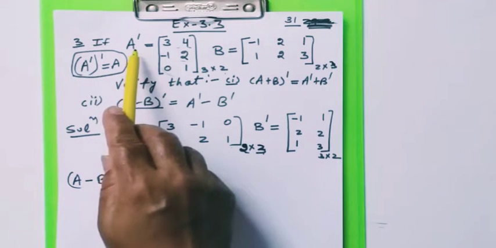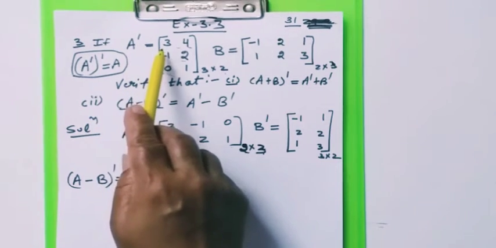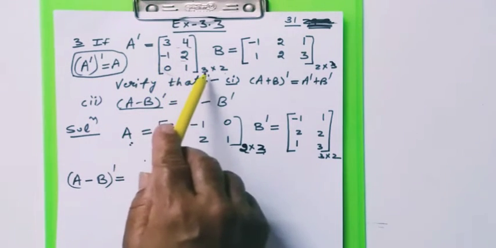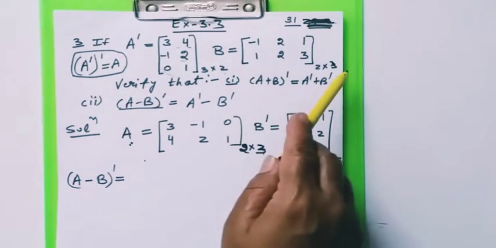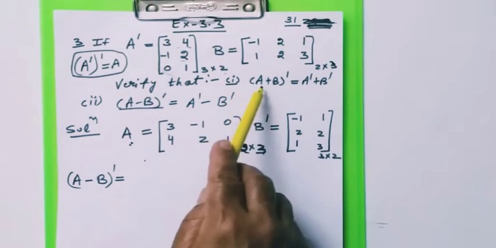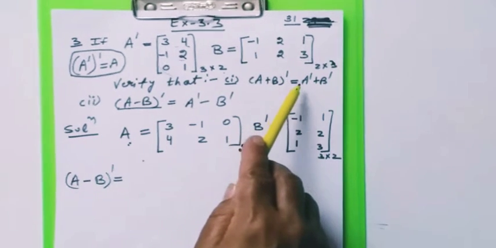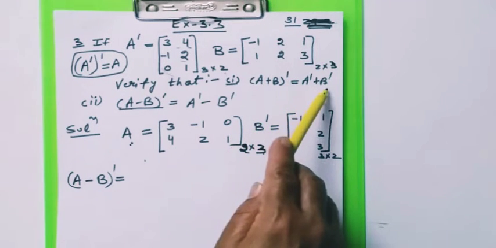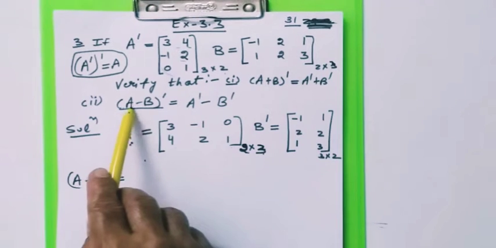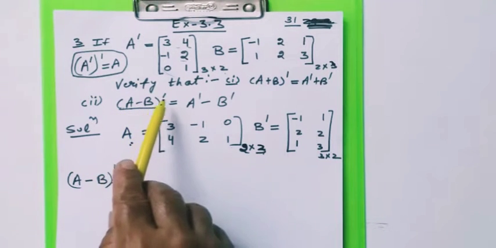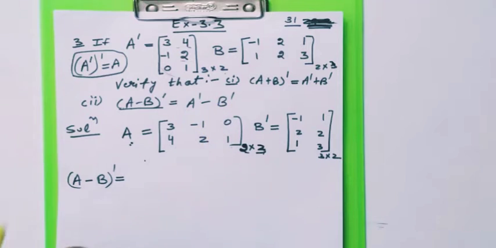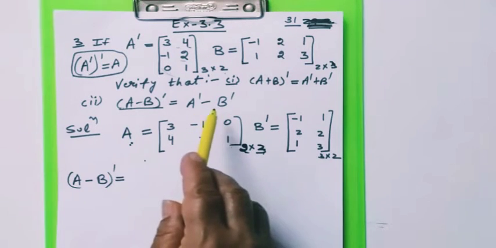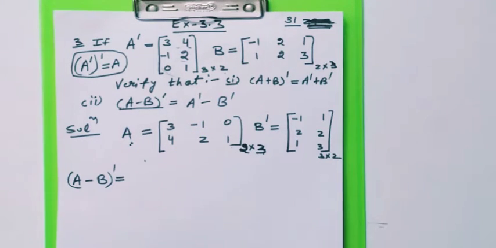In this question you are given A transpose, which is 3 4, minus 1 2, 0 1, a 3 by 2 matrix. You are given a matrix B, which is a 2 by 3 matrix. You have to verify that (A plus B) transpose is equal to A transpose plus B transpose. You also have to verify that (A minus B) whole transpose is equal to A transpose minus B transpose. So to verify all this, I should have A transpose and B transpose.